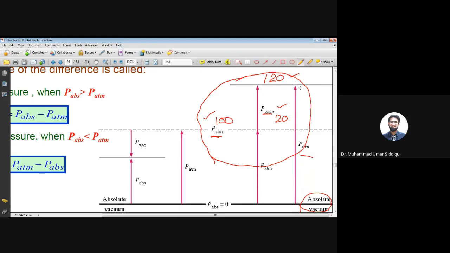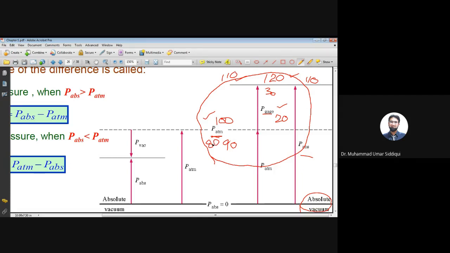The pressure gauges will always give you the reading relative to atmospheric pressure. Suppose the atmospheric pressure was 90 and the gauge is giving you 20, so what will be the absolute pressure? 110, perfect. Let's go the other way around. Suppose the absolute pressure is 110 and the gauge is giving you the reading 30, so what would be the atmospheric pressure? 80, perfect. The point is that you need to understand this relationship, okay?